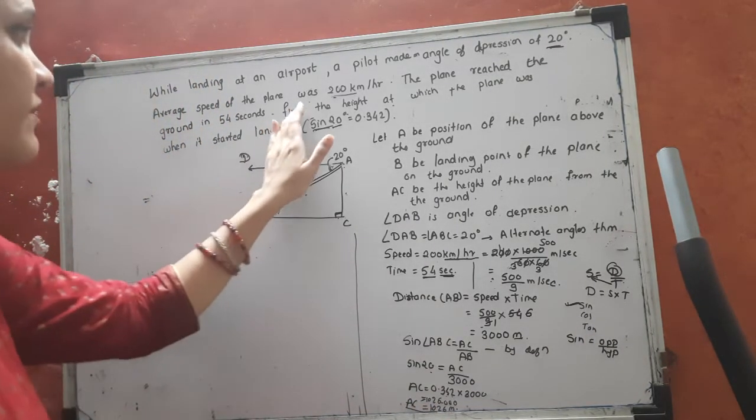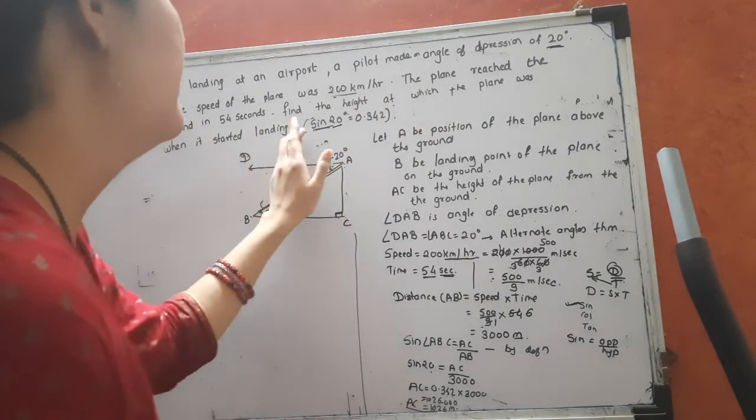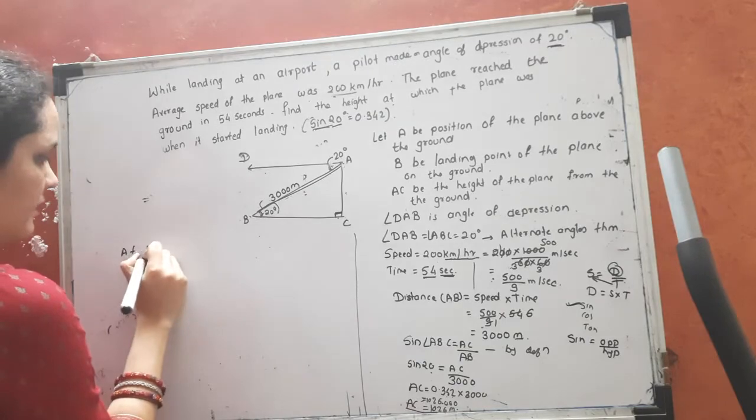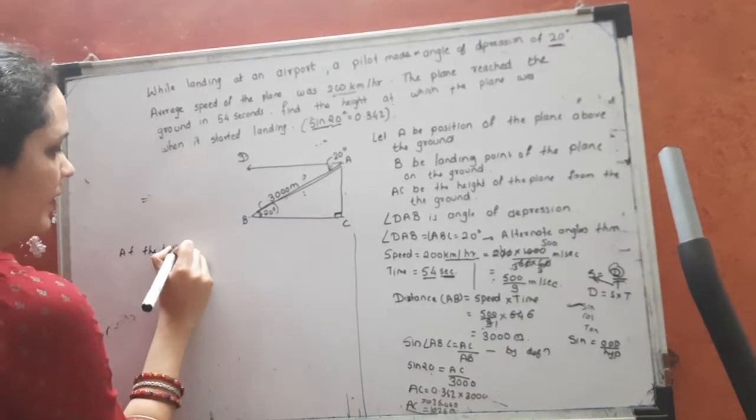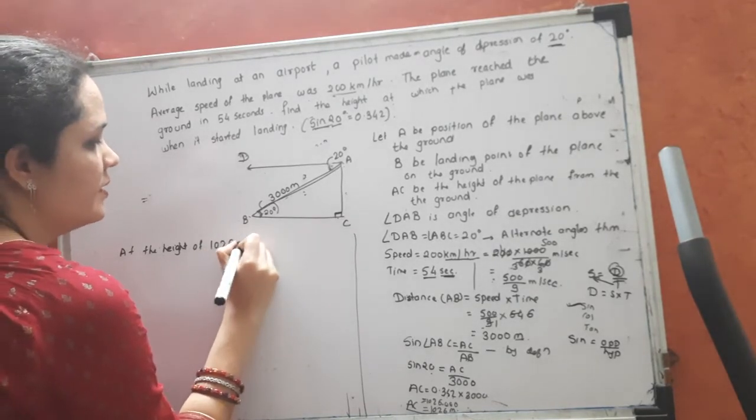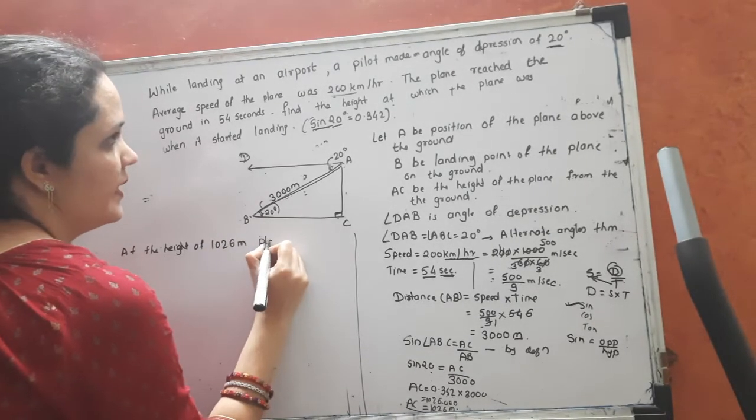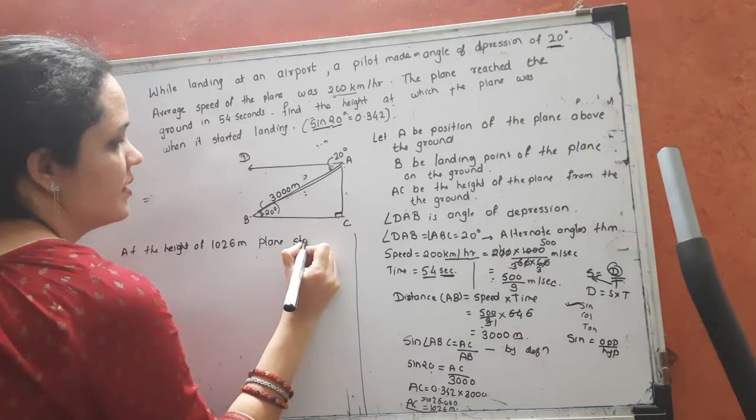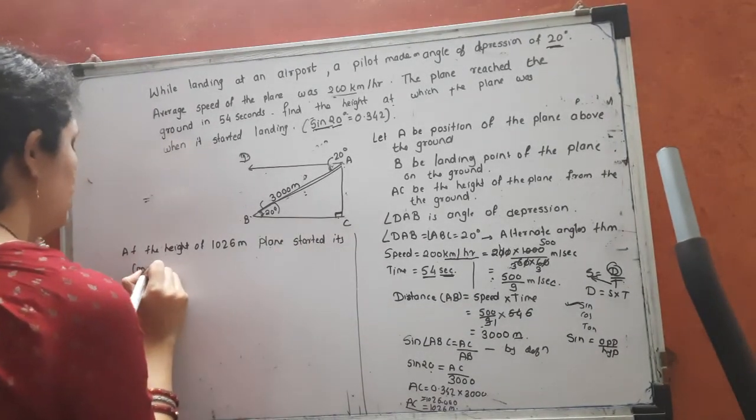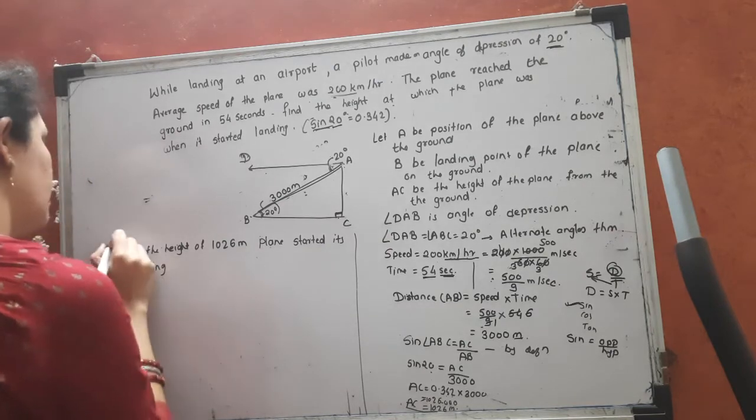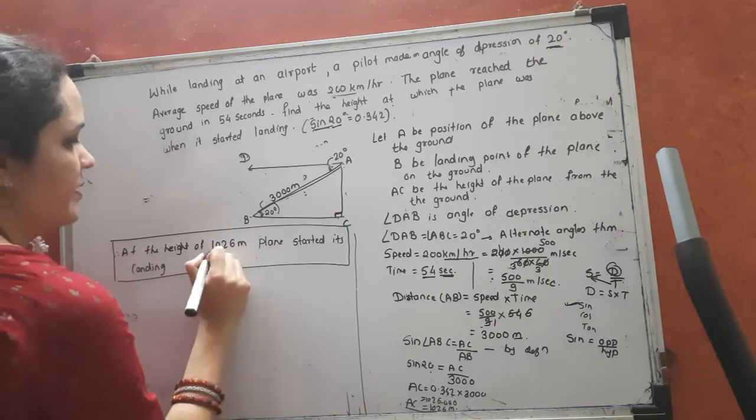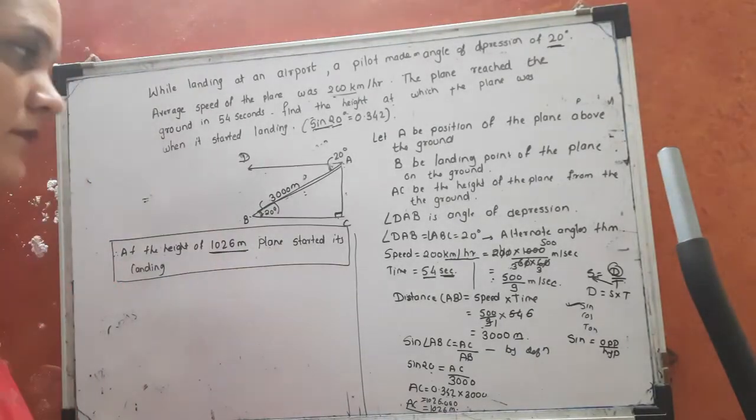What they have asked is to find the height at which the plane started landing. So you write: therefore, at the height of 1026 meter, the plane started its landing. So box this value and underline this. Thank you.